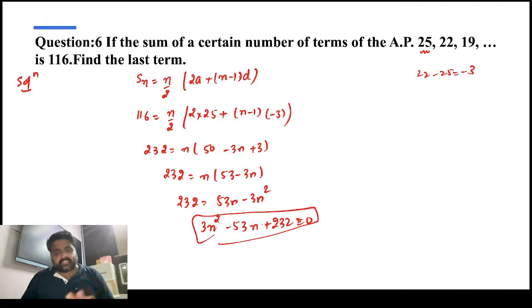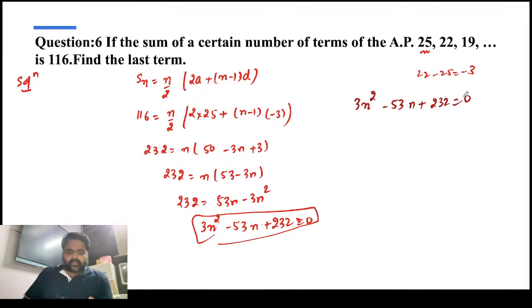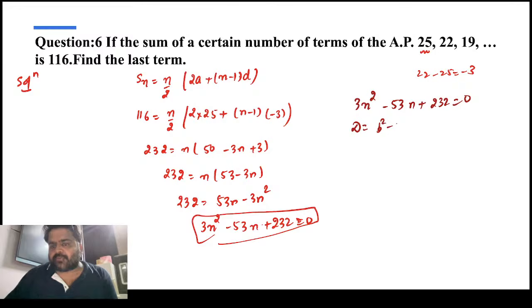This is a quadratic equation, and you know how to solve a quadratic equation. If the roots are easy to calculate, fine, but I think the roots are not that easy to calculate here. So what we need to do? This is 3n square minus 53n plus 232. चलिए फर्स्ट विल कैलकुलेट कीजिए n की वैल्यू, और बताओ what is the value of n. तो जल्दी जल्दी कैलकुलेट करके बताओ. D is equal to b square minus 4ac. b is minus 53 square minus 4a into c.